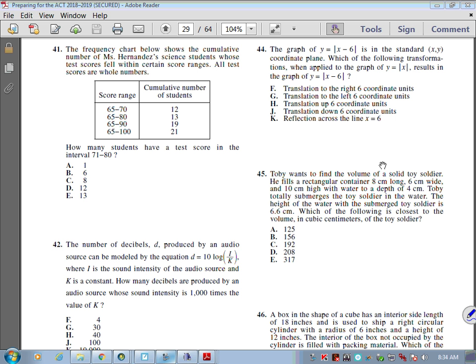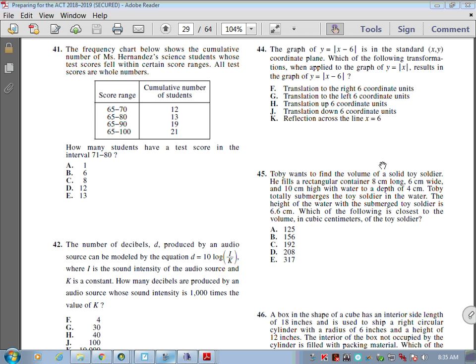Well, we don't have a 71 to 80 range. So what we have to do is look at the 65 to 80 range and eliminate the 65 to 70, okay? So all we're doing there is taking 13 and subtracting 12. There is only one student that would have scored from 71 to 80. Does that make more sense? And we see that now? Okay. All right, because everybody in the 65 to 70 range is included in the 65 to 80.